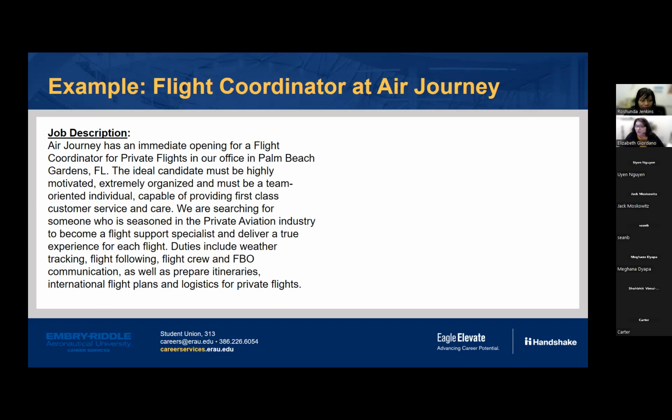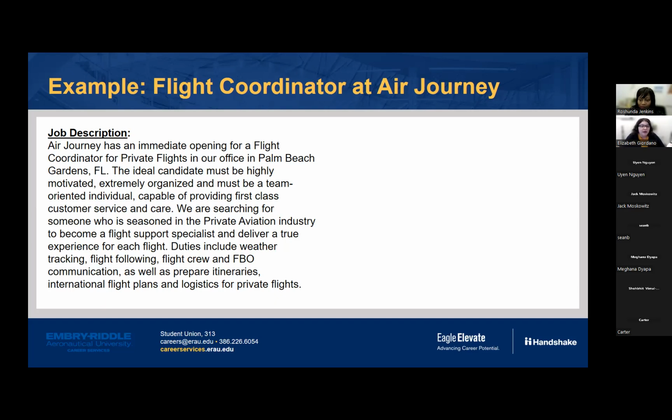Organized, if your resume is well formatted and organized, that'll show them that skill. A team-oriented individual, again, showing those projects, other jobs you've had that are team-oriented, and also showing that you've had customer service, whether it's an off-campus job, on-campus job, or internship. Seasoned in the private aviation industry. So maybe you want to have your private for this one, right?